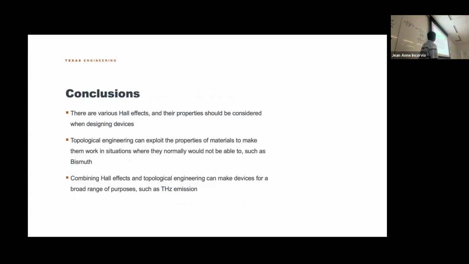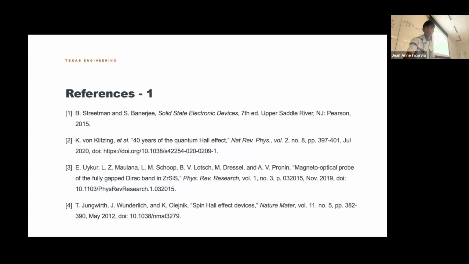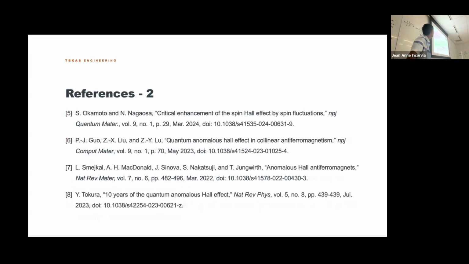So the conclusions are that there are various Hall effects, and sometimes you want to consider their properties. Maybe it's an effect that you don't want, but you can also exploit that property to create a device. You can also use topological engineering to exploit the properties of certain materials to make them used in situations where they aren't normally used. And if you combine these two things, you can get many cool devices like terahertz emitters. And these are my references.